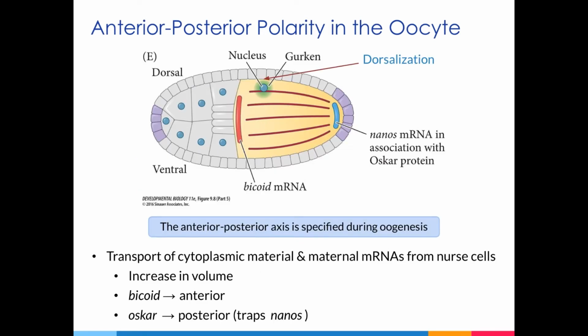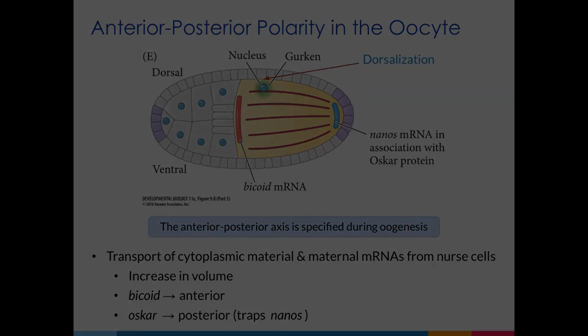The result of these events, which began with the localization of the gherkin message, eventually result in the localization of the bicoid mRNA to the future anterior and the nanos mRNA to the future posterior.